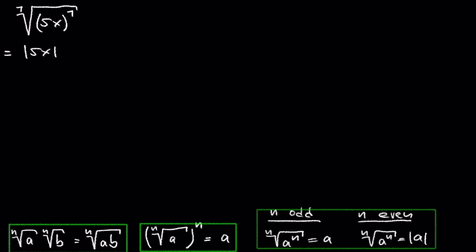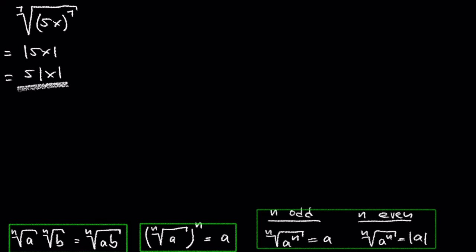The x can be positive or negative. It depends on what value you put in for x, but the 5 stays 5. So we can write 5 times the absolute value of x as our solution.